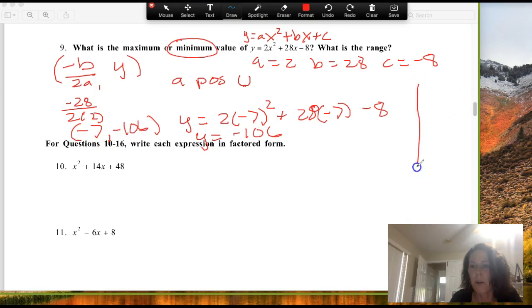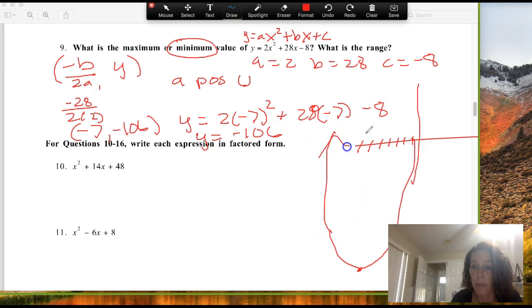Now, if I were to graph this, I would have to step my y-axis, but on my x-axis, I'm going to go over 1, 2, 3, 4, 5, 6, 7, and I'm going to go down 106, like way down here. But I know A is positive and I do open up. So I know I'm going to open up this way, right? So my minimum value will be way down here. The lowest I can go will be my y value, -106. That will be my minimum.